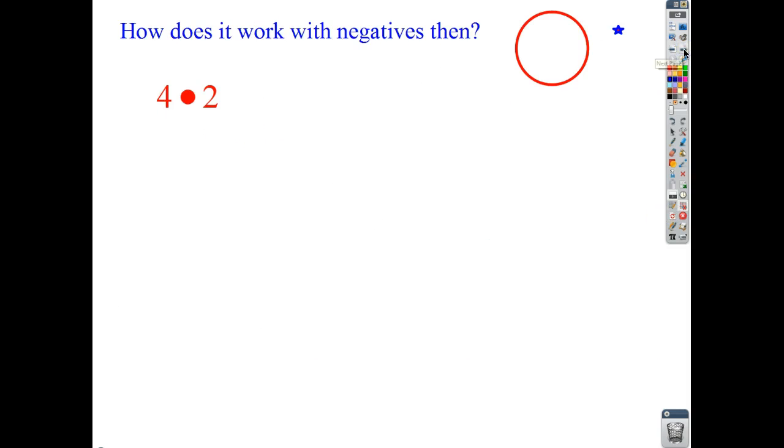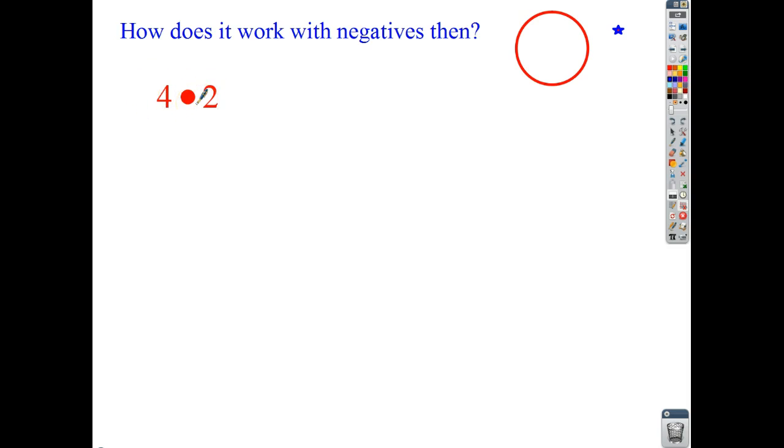So, moving on, let's see how it works with negatives. Well, this problem says 4 times 2. What we're saying is I have 4 groups of 2. You could say I have 4 in a group and I have 2 groups. Either way we can say that.